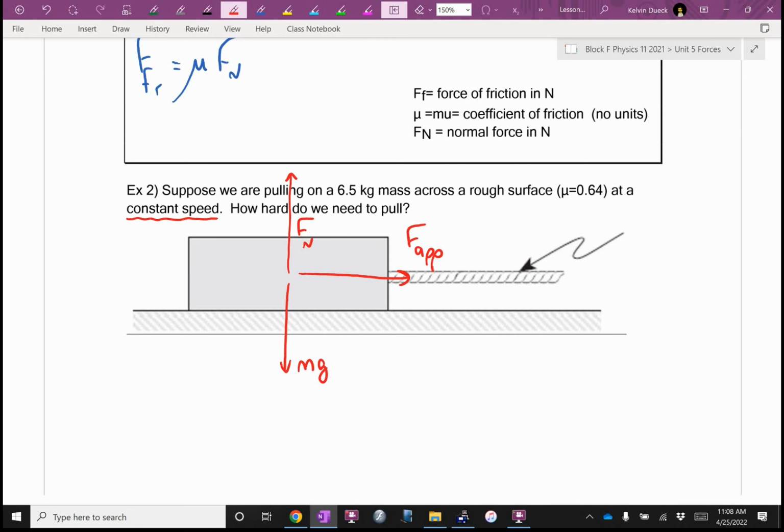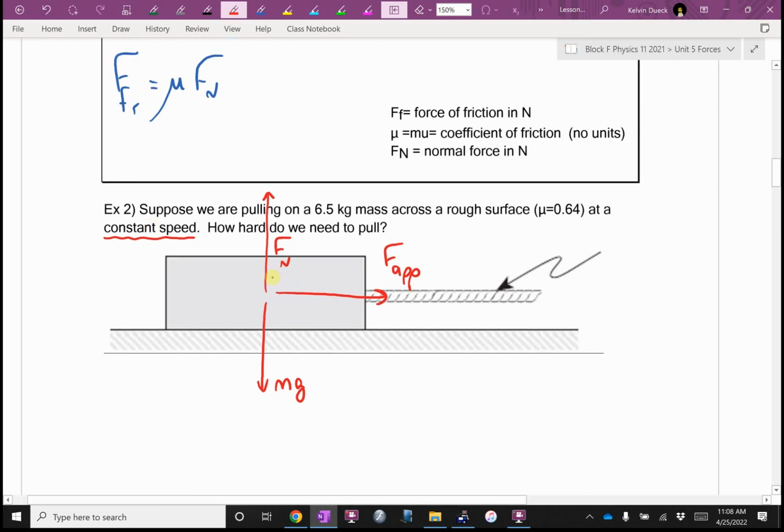Which way is this block trying to slide? To the? Which way is friction pointing? To the? Because friction resists sliding. I'm also going to assume that it's losing. If it wasn't losing, this thing would not be accelerating, and I doubt they'd ask that.